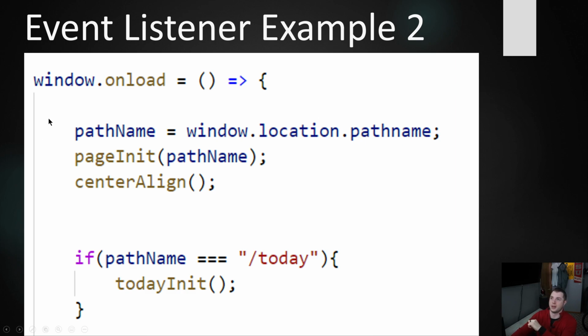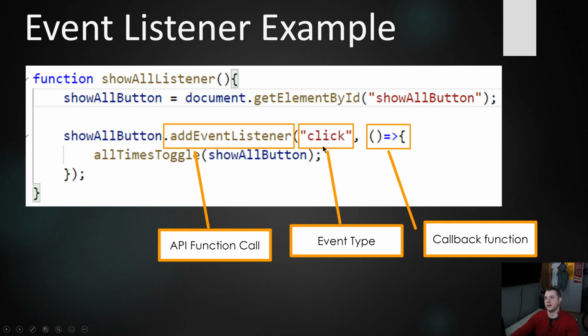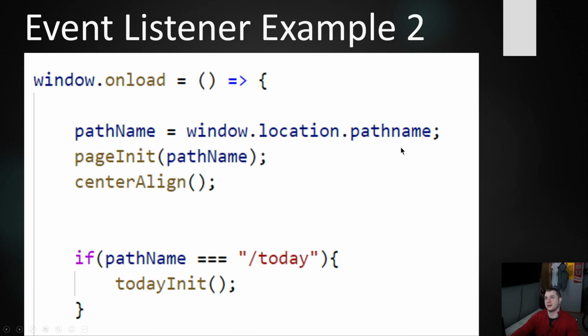Number 2. So we have window on load. There it is. So this is the other way of doing an event listener. There are some predefined ones, on and then whatever the event is, normally if we're going to add an event listener through the API call. So if we were going to do that same one that we had last time, right here was the show all button. Instead of doing this, I could have done on click and then passed in a function. And that's what I'm trying to show here. So window on load equals callback function. Do this after the window is loaded.